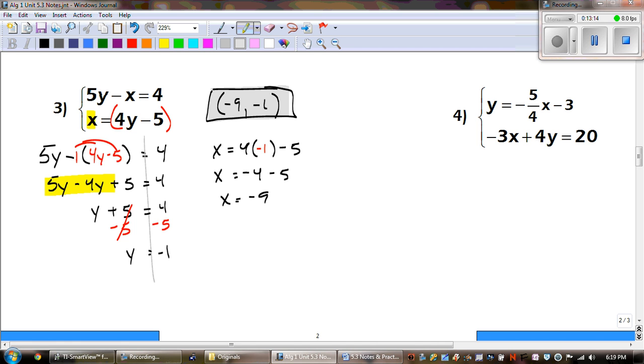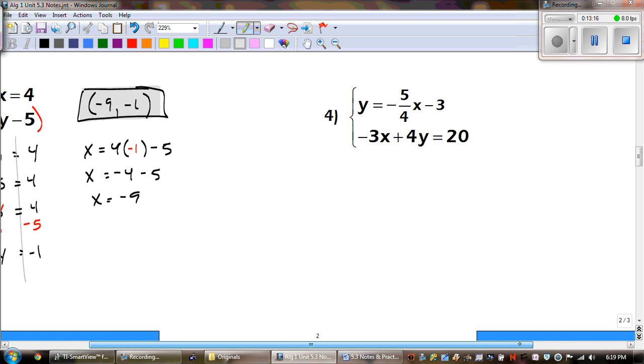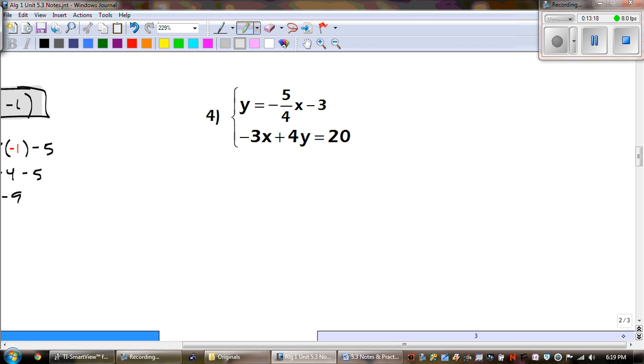All right, number 4. I want to see if you can do step 1 and step 2 all by yourself. We'll solve it together, but see if you can figure out what variable is by itself and substitute it in. Pause the video and good luck.